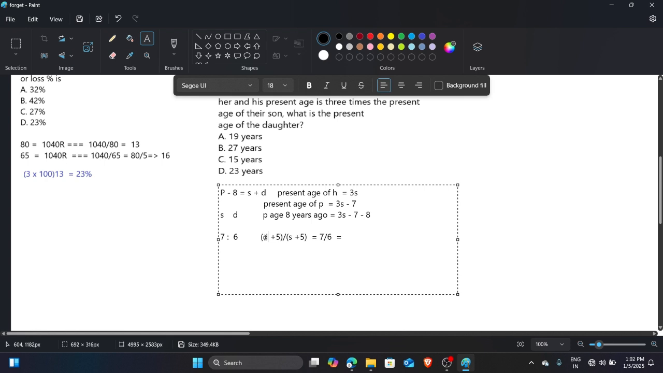Now, when you solve this equation, you get one equation, that is 6d plus 30 equals 7s plus 35. Yeah, this is the equation you get. And one equation we already have.